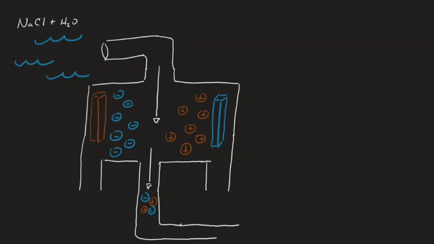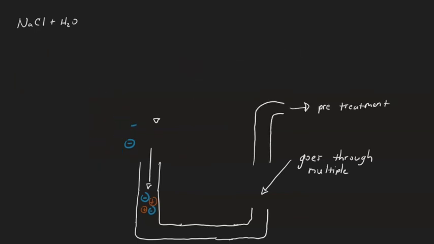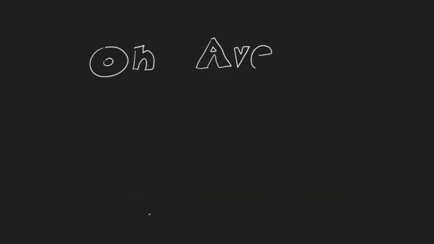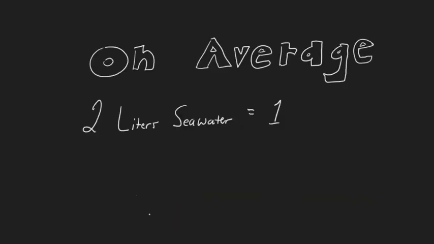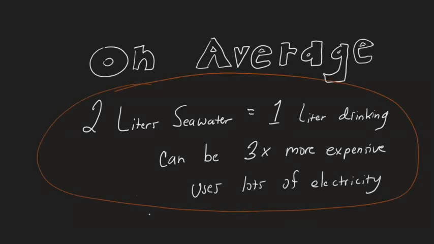The leftover sodium and chloride will be collected in a separate stream where it is either returned to the sea or collected for later use. This can be a continuous process where water will move through multiple stacks to complete the desalination. This will still require pretreatment to remove any further bacteria. On average, 2 liters of seawater yields up to 1 liter of drinking water. This can be 3 times more expensive and use lots of electricity.